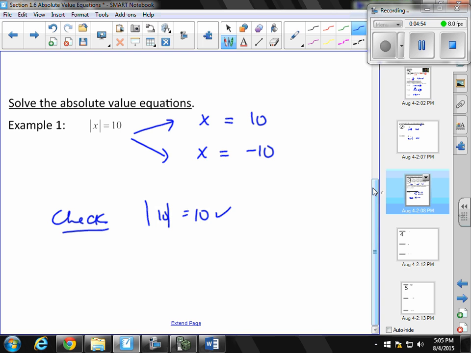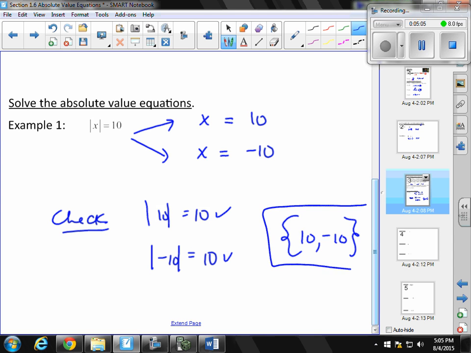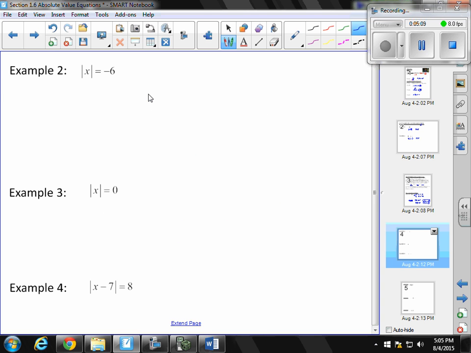That works. Absolute value of -10 is equal to 10. That works. So my solution set are the numbers 10, comma, -10. That's my final answer. We'll do a few more examples here.